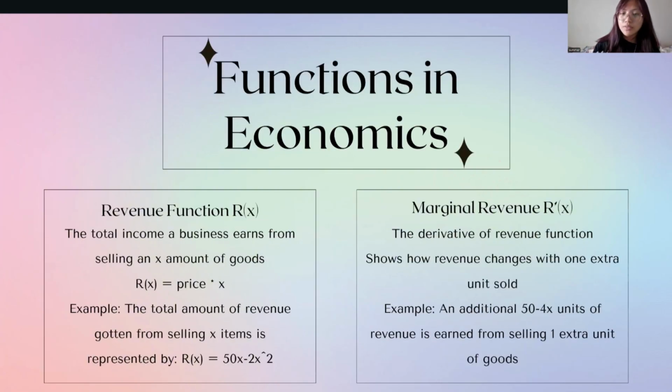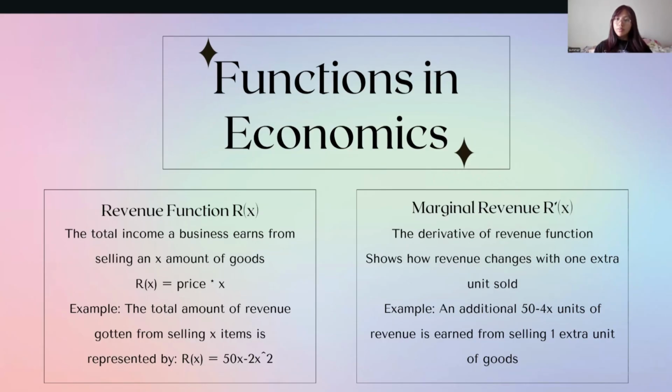Now let's take a look at the next function in economics. A revenue function is the total income a business earns from selling x amount of goods. This function can be found by multiplying the price function by x. For example, let's say the total revenue from selling x items is represented by 50x minus 2x squared. Here, it implies that the price of selling x units in one order is 50 minus 2x, meaning it is a demand-driven price. So with more products purchased, the price gets lower and lower.